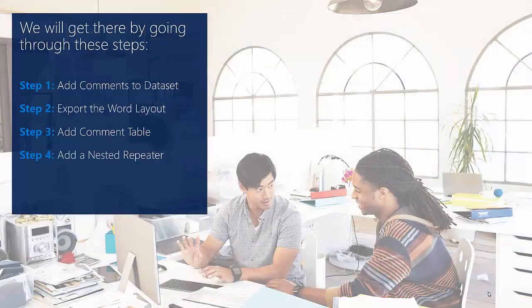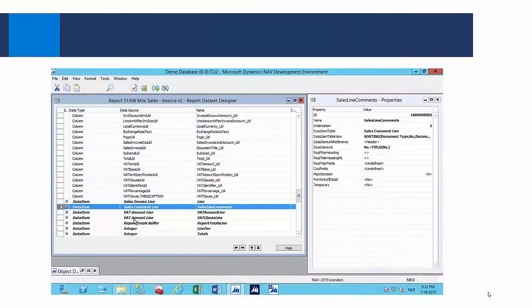To get there, I will add a new data item to the report dataset of the mini sales invoice report. Then I will export the Word layout, design it in developer mode. Next, I will add a table in the Word layout to display the comments, and finally I will include a nested repeater in the table to display all comments. Let's get started.